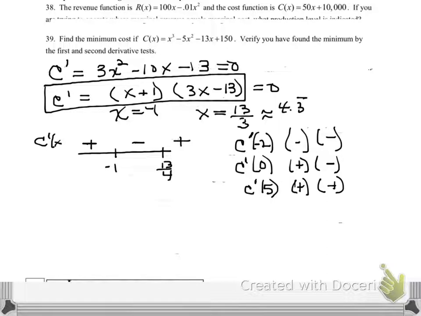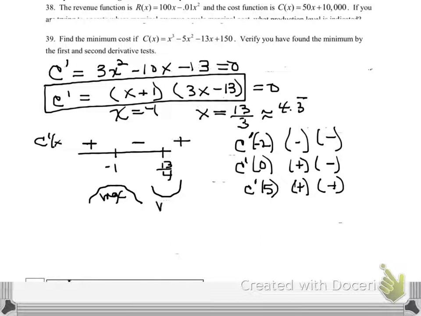All right, what do these signs mean? So remember, we're talking about slope. So if slope is positive and then turns negative, I have a max. So at negative 1, by the first derivative test, I have a max. If instead the slope is negative and turns positive, I have a min. So right now, I'm looking at a min where x is 13/4.